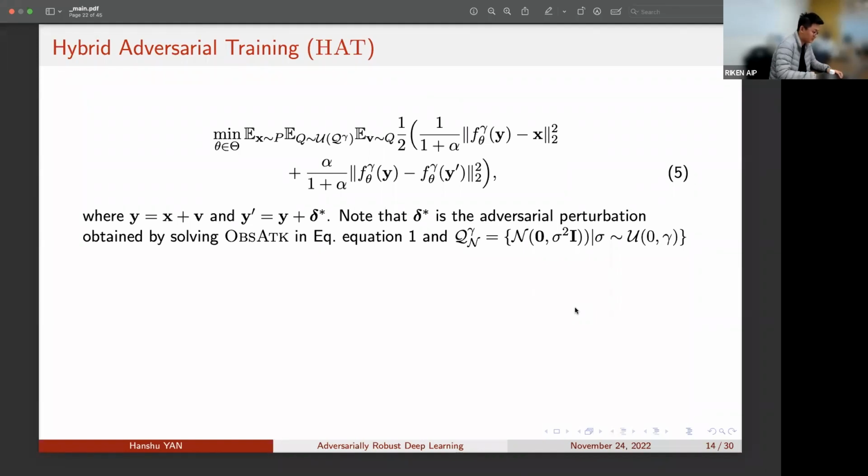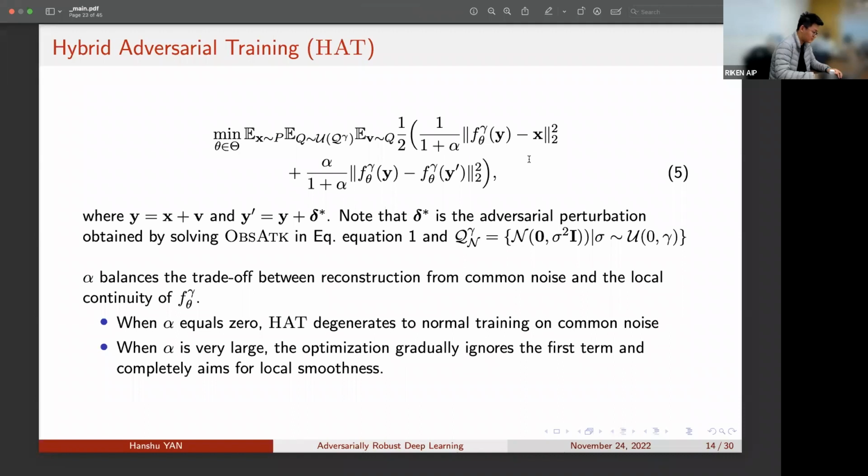So how can we robustify it? We propose a training strategy called hybrid adversarial training, and it's quite simple. It only contains two terms. The first one is nothing but the original training loss, the difference between clean image X and the reconstruction F theta Y. The second term is the local smoothness, meaning that the reconstruction of the common noise image and the reconstruction of the adversarial noise image should be quite close.